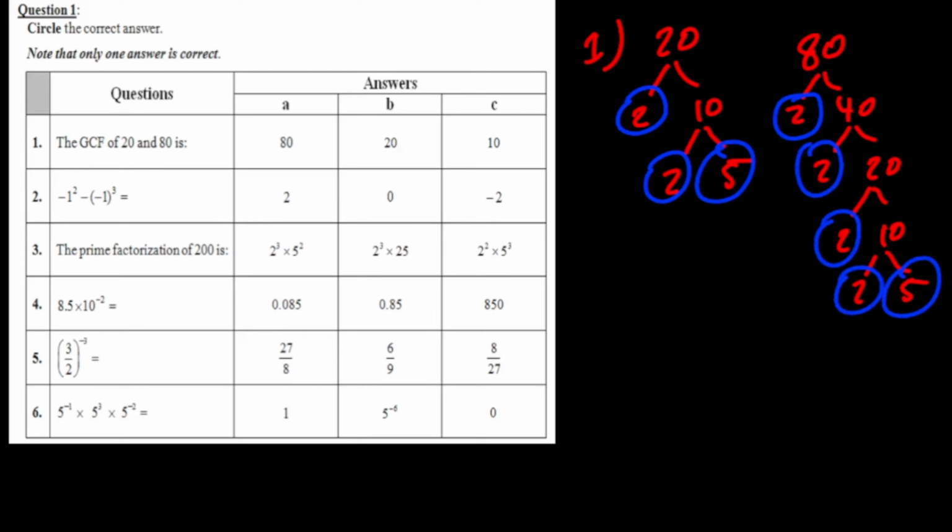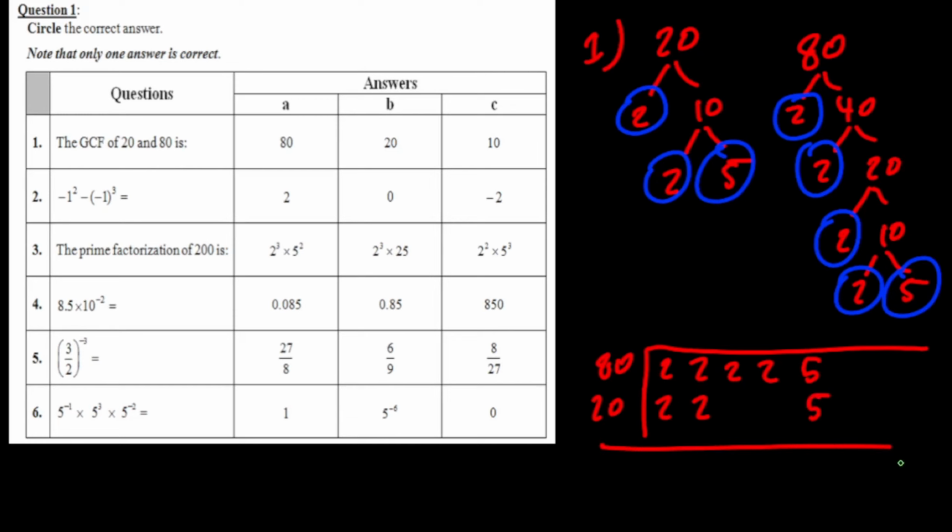To solve this, we need to make a table. Let's make a table where we have 80 and 20. We write all the prime numbers. So we have 2, 2, 2, 2, and 5. And for the 20, we have 2, 2. We don't have any more 2's. And we have 1, 5. We write it under the 5.